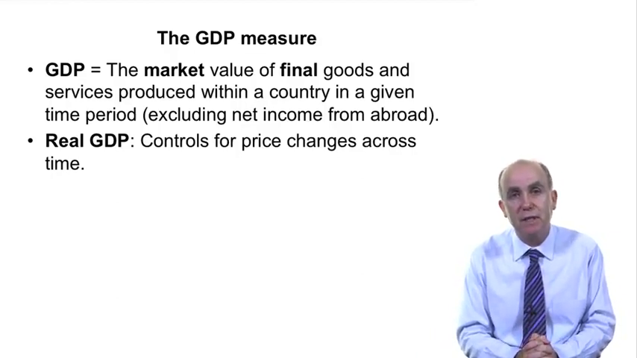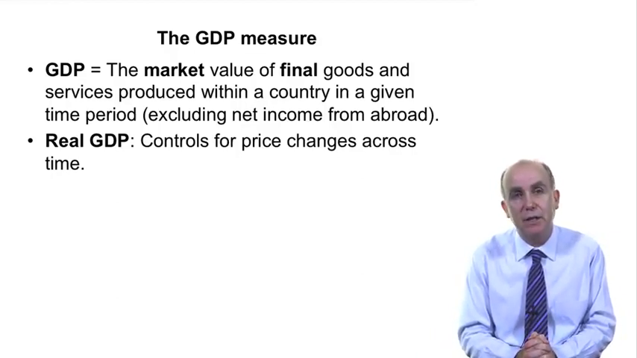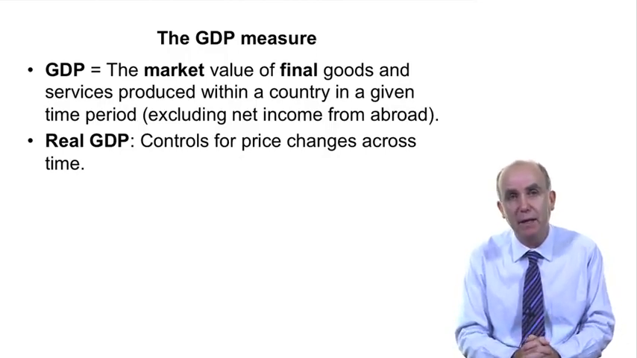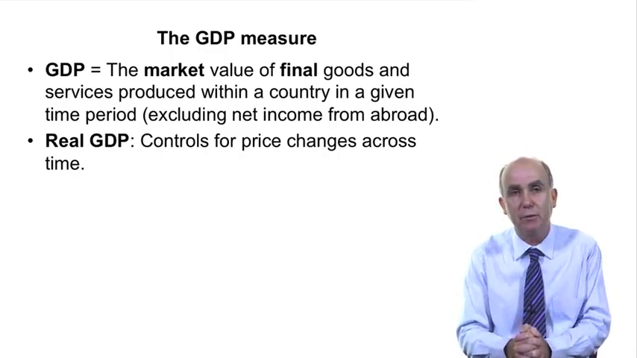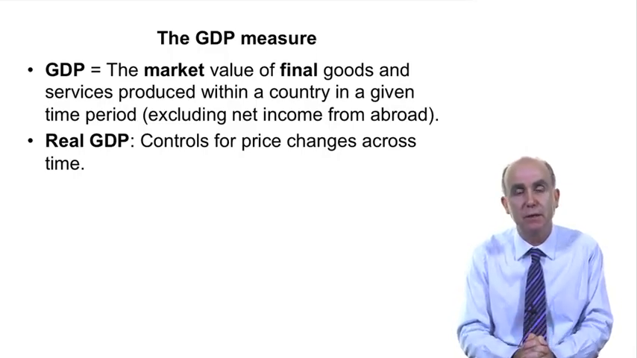If we're interested in comparing GDP across time for a particular country, you'll often see a measure that's called real GDP. Real GDP is an adjusted measure of GDP that controls for price changes across time. So ultimately, remember, what we really care about is the amount of goods and services that a society has available to consume. And we're converting that into a value measure because it's easier to deal with.